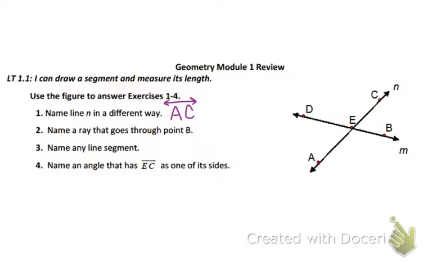I'm going to erase this. Name a ray that goes through point B. So now I'm looking for a ray that goes through point B. So if you recall from your definition, your ray has an endpoint and it goes forever in one direction. So a ray that goes through point B could be ray EB.